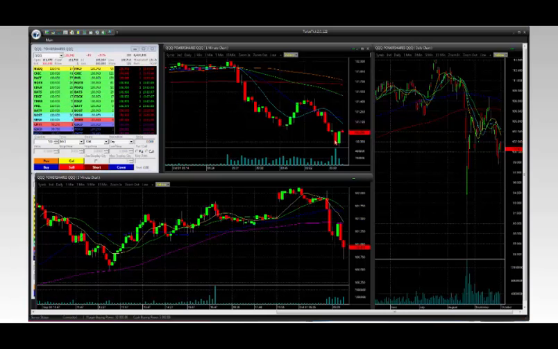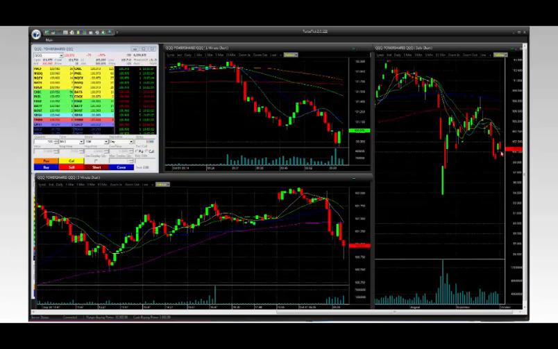I wouldn't short down here, by the way. Now it's near the target point, right? The low of the prior day, that's the target point, so you don't jump in short at the low.